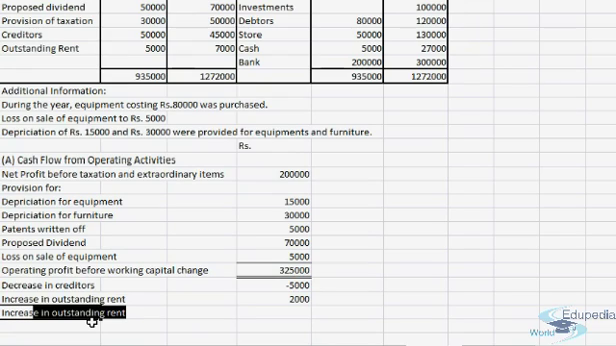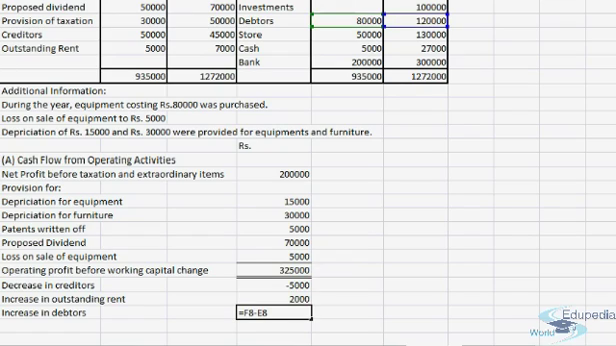So increase in debtors. The amount is 40,000. So an increase in debtors is something a company doesn't want, because an increase in debtors means the cash has been stuck with somebody, so the company doesn't want it, because there has been no inflow of cash. That means it is negative for the company and negative for the cash flow. So we'll put a negative sign for this because it has to be deducted from the cash flow.